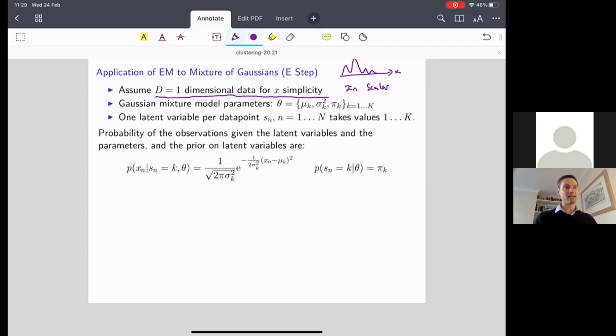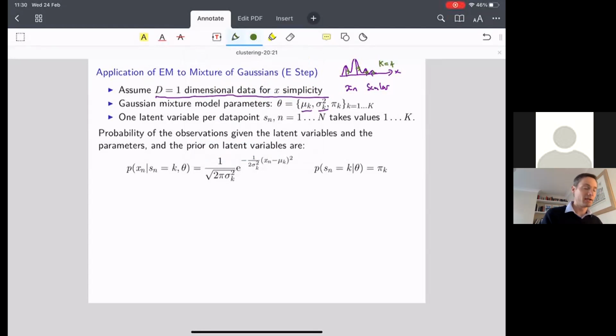Okay, so in that case, where we have scalar observed variables x, our parameters correspond to the following. We have K means. So K, remember, is the number of clusters. We have K variances. So our means are just going to set the mean value for each one of our components. And our variances, of course, just set the width of each one of these K components here. This might be an example with K equals 4, for example.